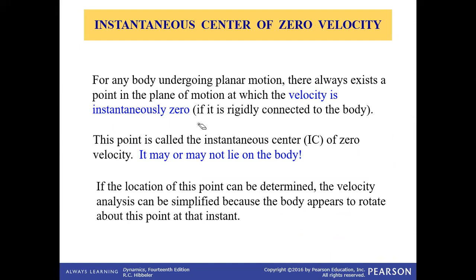Okay, and we can say the rigid body is virtually rotating about that point. That's what we can claim. So this point is called the instantaneous center of zero velocity. But the thing is, this center may or may not lie on the body.